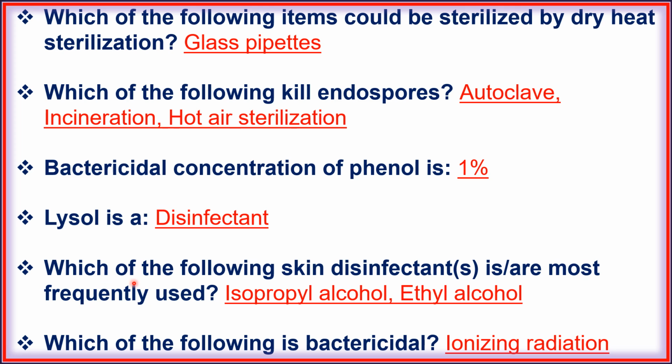Next, which of the following skin disinfectants are most frequently used? That is isopropyl alcohol and ethyl alcohol. Next, which of the following is bactericidal? That is ionizing radiation.